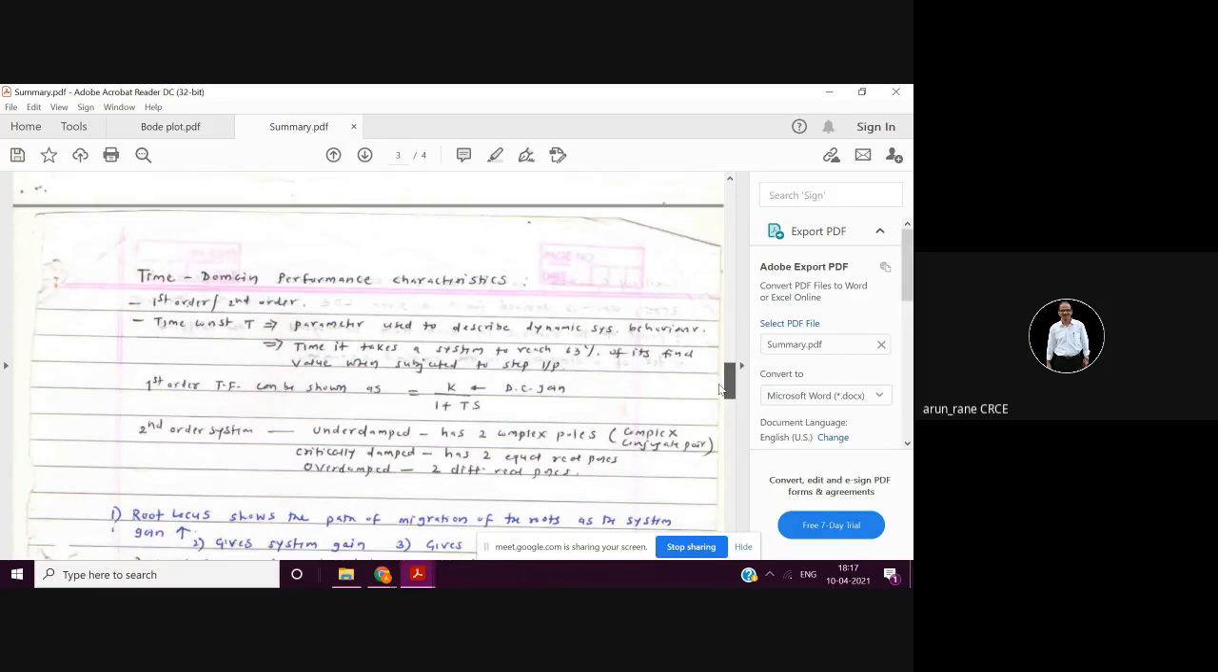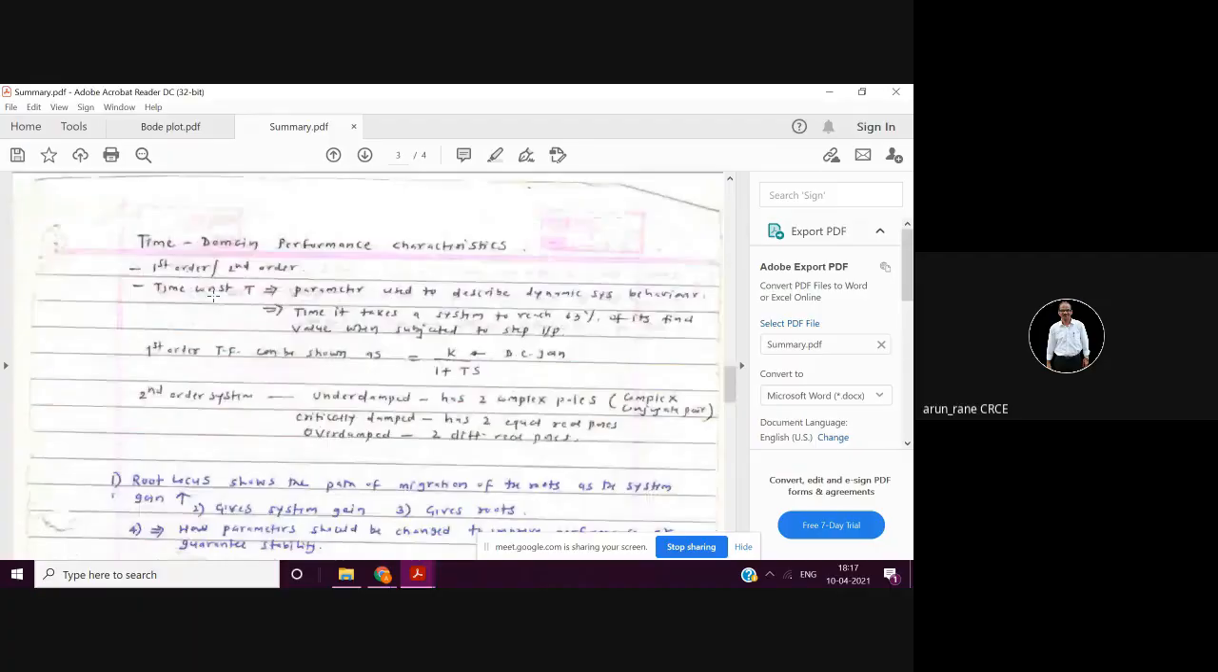Then time domain performance characteristics. It can be first order or second order. Time constant T is nothing but a parameter which is used to describe dynamic system behavior. It is the time it takes for a system to reach 63% of its final value when subjected to step input. So T is a parameter. This is important. We have been using this continuously to describe dynamic system behavior.